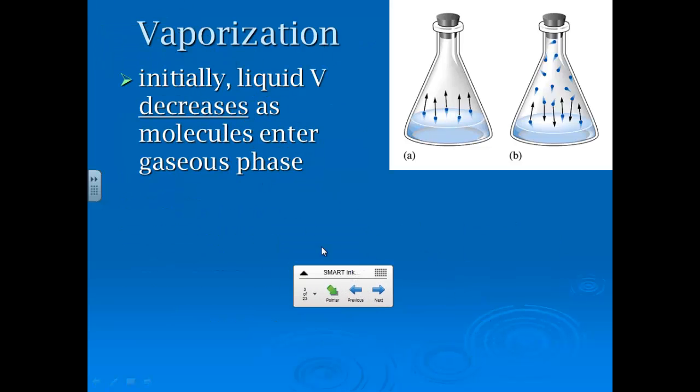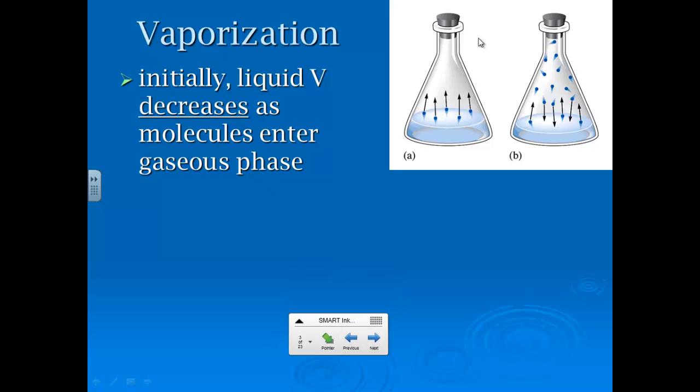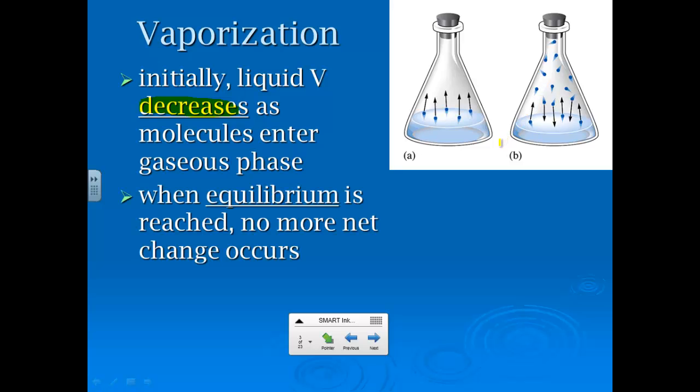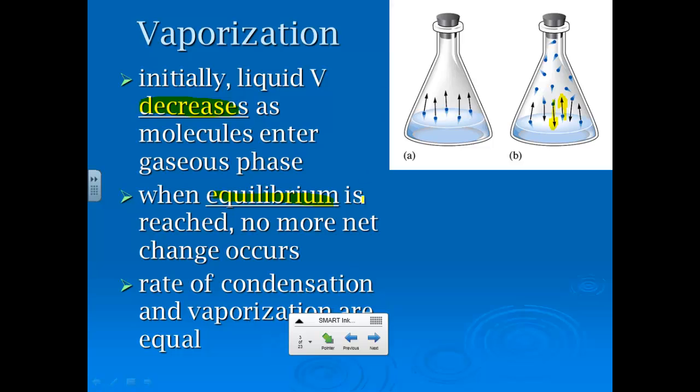Okay, now when we talk about vaporization, initially, if you put liquid into a closed container, so here we put some liquid in here and we closed it off, initially the liquid volume will decrease as the molecules start to enter the gaseous phase. So as soon as you pour them in, the amount of liquid will decrease as some of them escape into the gas phase. When equilibrium is reached, no more net change occurs. So that means as fast as things are turning into a vapor, other things are condensing back down.